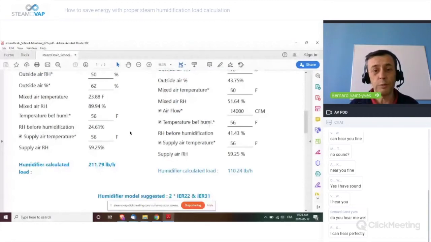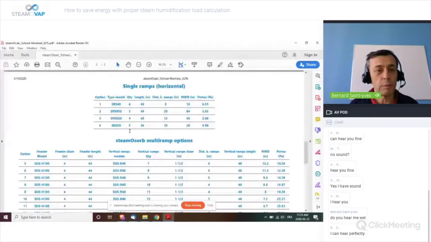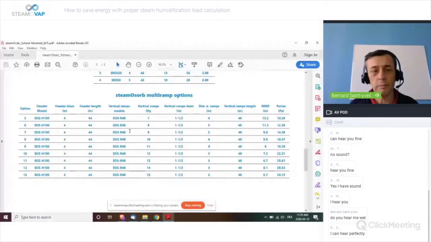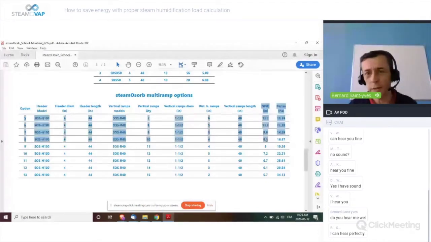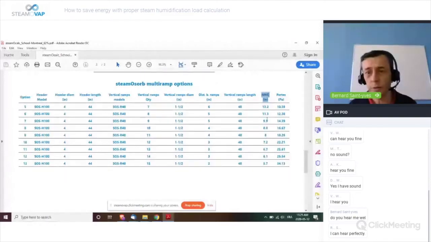And then we have here on the second page what steam dispersion ramp we should use. So to be able to meet the non-wetting distance, okay, this column, to be able to go to the 10 inch, you see how many ramps we need. We need 10, 11 ramps. And you will have 4 inch between each ramp.